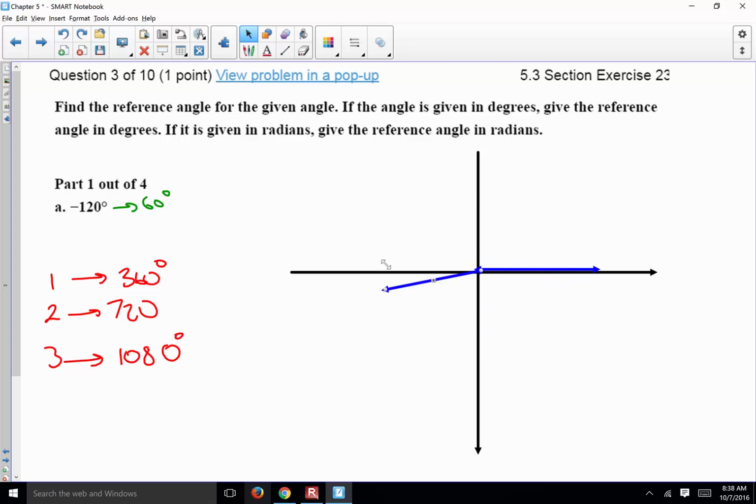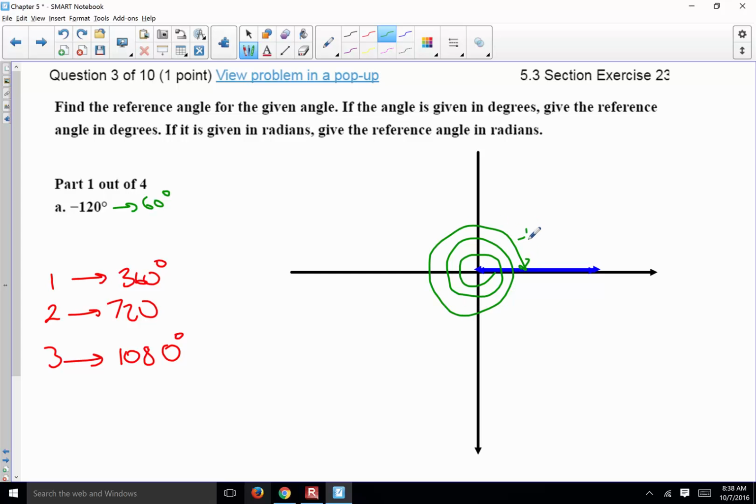One, 2, 3 is 1080. Let me mark it. 1, 2. This is negative 1080. I need to go back up into negative 1080. What was it? 135. So how much do I need to go back? How much? 45. 180 minus 135 is 45. So I'm going 45. Oh, 45 is halfway through.